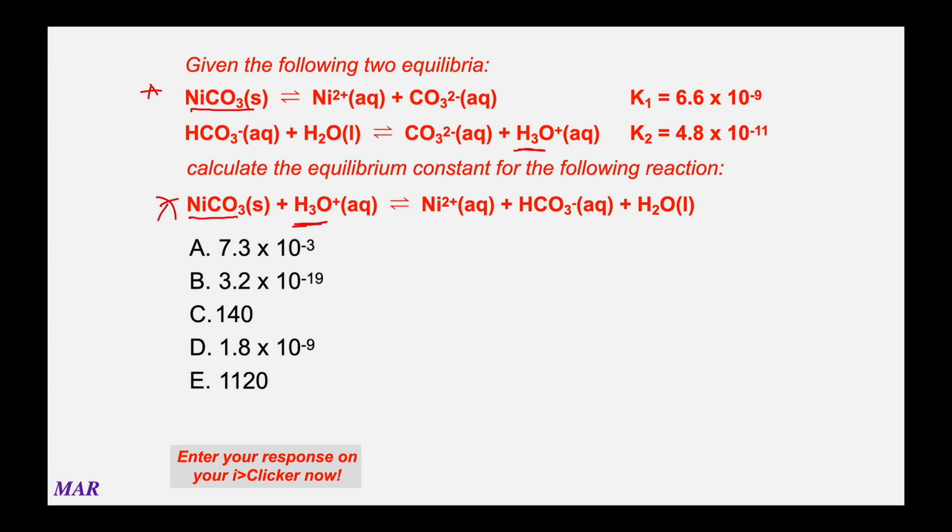Now, when you flip an equilibrium expression, you take the inverse, 1 over the old K value. So when we flip that around, we're going to go 1 over 4.8 times 10 to the minus 11th, whatever that is. That's going to give us the new equilibrium constant. When we combine those equations, we will multiply the Ks together. We'll use 6.6 times 10 to the minus 9 as is, but we'll use 1 over 4.8 times 10 to the minus 11th for the second reaction.